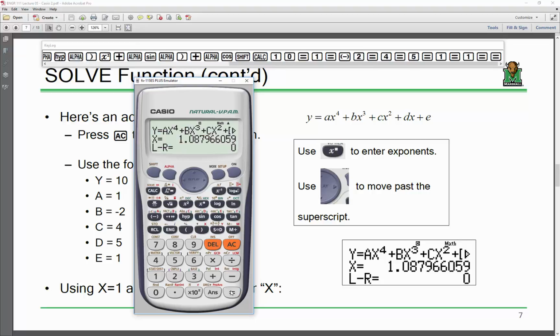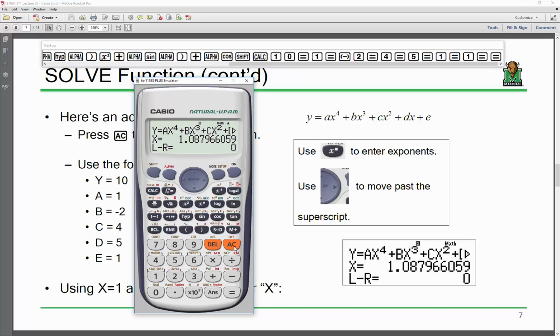So press enter. If you've done this right, you should have a result that looks something like this, and your display should match what's on the slide. You should have an x of 1.087966059, and so on, and your left side minus your right side should equal 0. That indicates that you have a value of x that meets the requirements of the equation and is, in fact, fairly accurate. Hopefully that gives you a little more practice in solving that equation.